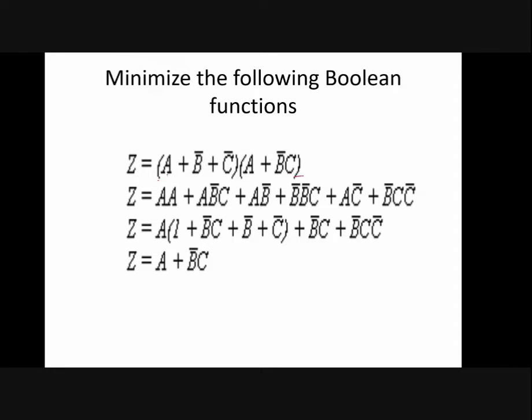First of all, we will have a into a plus a into b bar c, b bar into a, b bar into b bar c, plus a into c bar and b c c bar. This is the equation after opening the brackets. Now this term gives us a only, so this can be written as a into 1. This term c into c bar is equal to 0, so 0 into b bar will be 0. So this term will vanish.